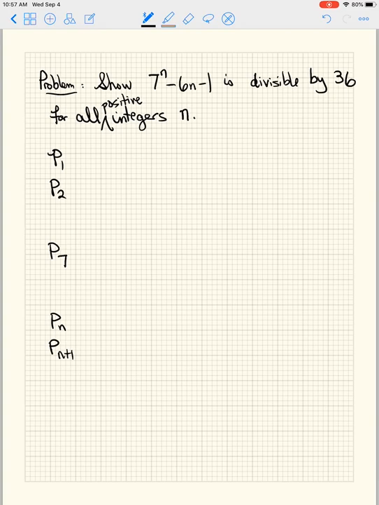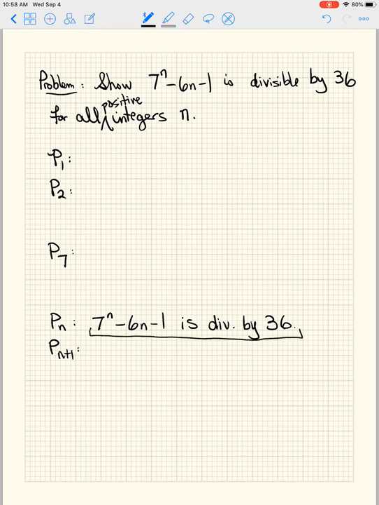Now, it's really important to be clear about what the statements are that we're going to be using induction on. So like we did in class, we have a P1, a P2, and I've just written some others down here. Sometimes it's simplest to read off the nth statement, so maybe we'll do that here. So Pn says that 7 to the n minus 6n minus 1 is divisible by 36. A common mistake would be to think that it was just the first part, right? The statement Pn is a full mathematical sentence that says that expression is divisible by 36.